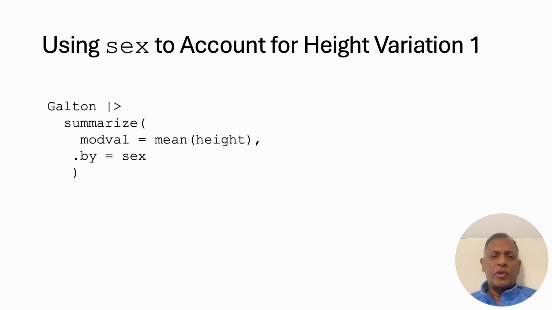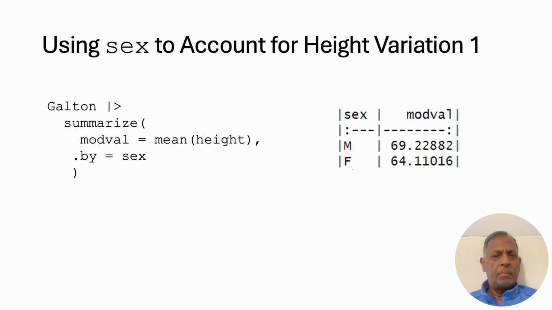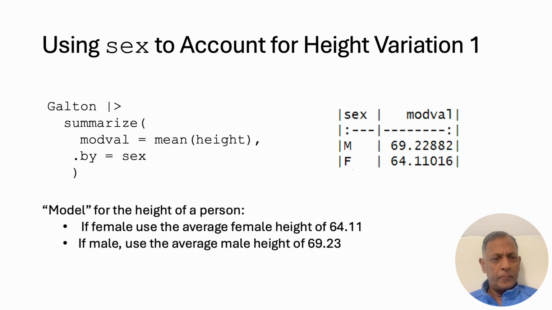So what we are trying to do here is to find the average of the height by sex. We find that in our data set, males have an average height of 69.223, females have an average height of 64.11. So our model value for males is 69.23 and that for females is 64.11. That's the model value.